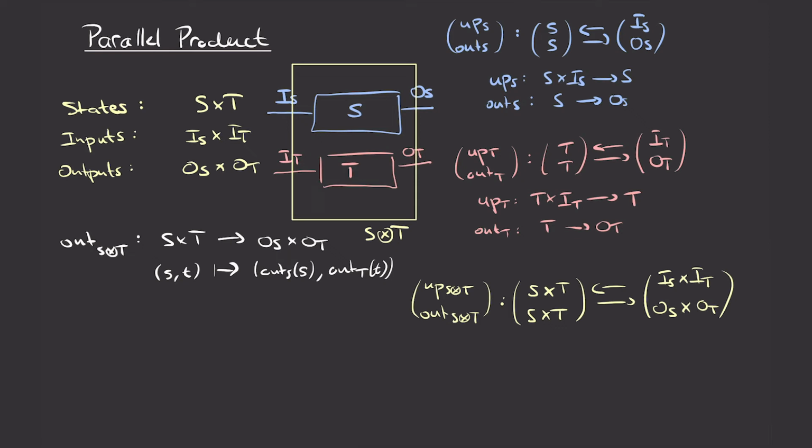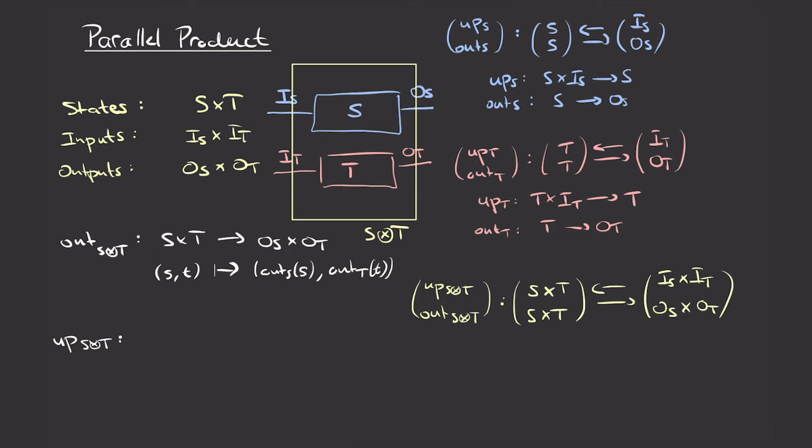Okay, so that's what our output function for S tensor t is going to be. Next, let's look at the update function for S tensor t. Again, this will just sort of be putting the two functions we have in parallel, but it's a bit more complicated because there are more sets involved.